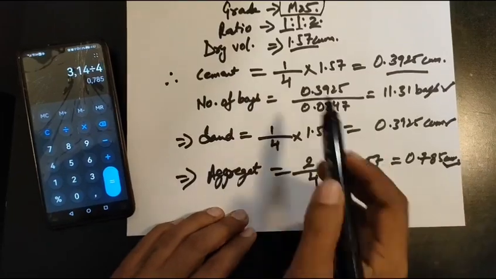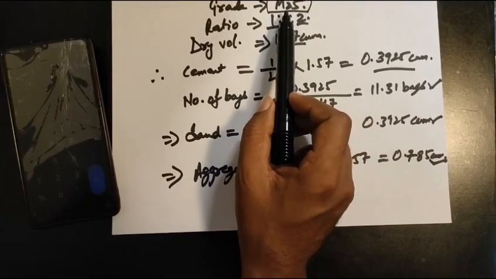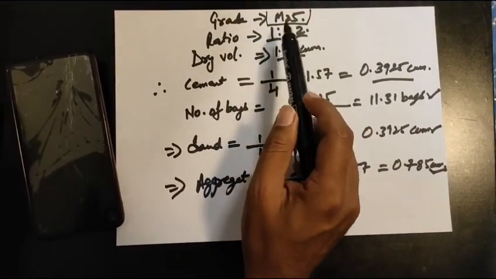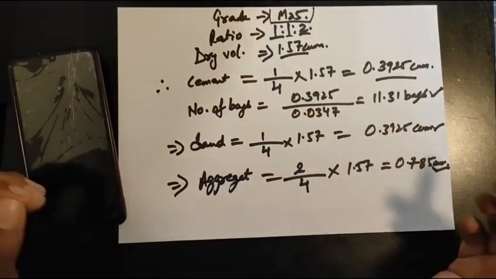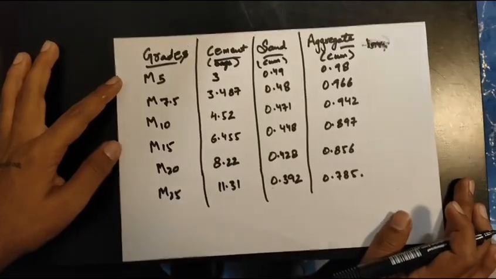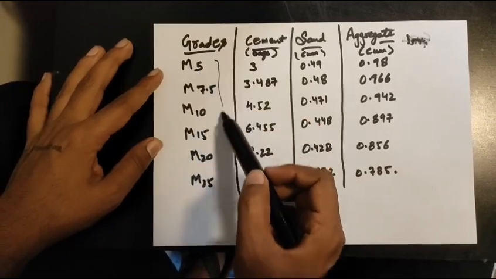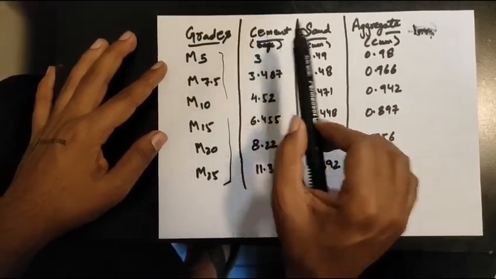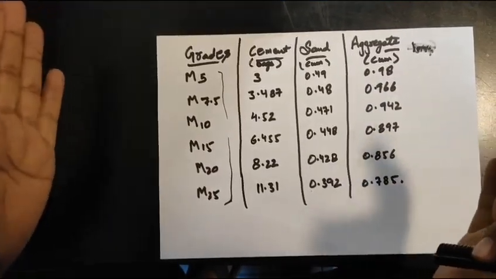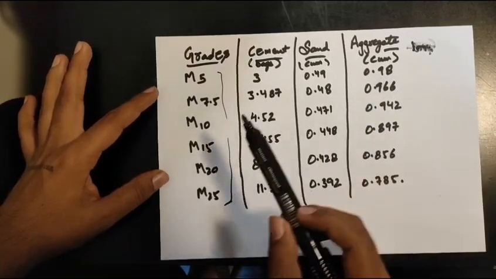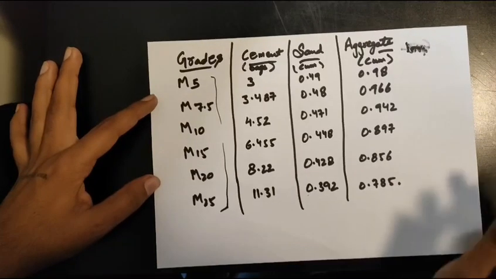So why is it our last grade? Because you can make only up to M25 grade of concrete on site. Above this you can't make it on site practically. You need the batching plants, you need to add mixtures and a lot of things. So here is a quick summary. On the left hand side, here are the grades of the concrete, and the quantity of cement, sand and aggregate that we need to make a mixture of 1 cubic meter of concrete. You can remember this, but being a civil engineer you are supposed to know how to do the calculation which I just showed you.